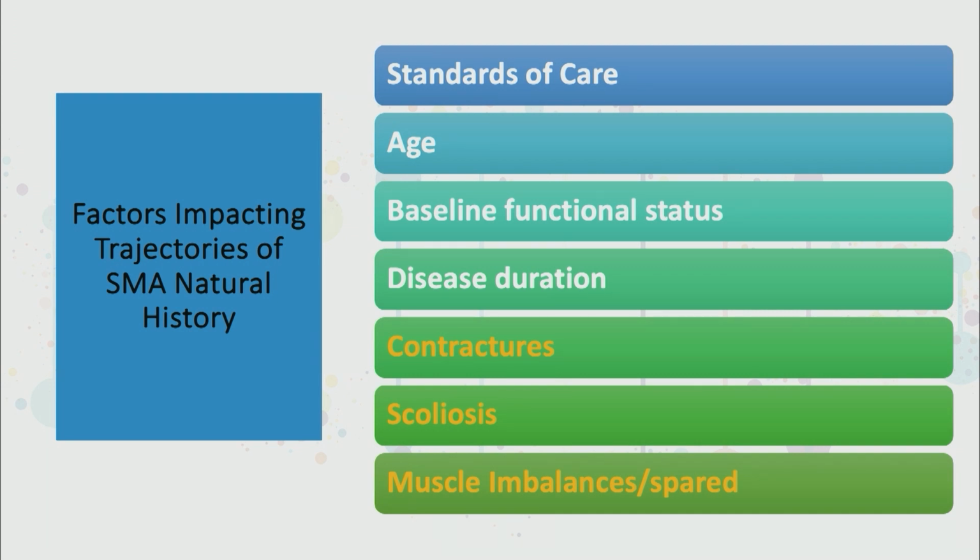Other things that are going to impact how a person progresses through this natural history are how the standard of care is applied, the person's age, where they were at baseline, the progression and duration of the disease, the presence of contractures, scoliosis, and then muscle imbalance.